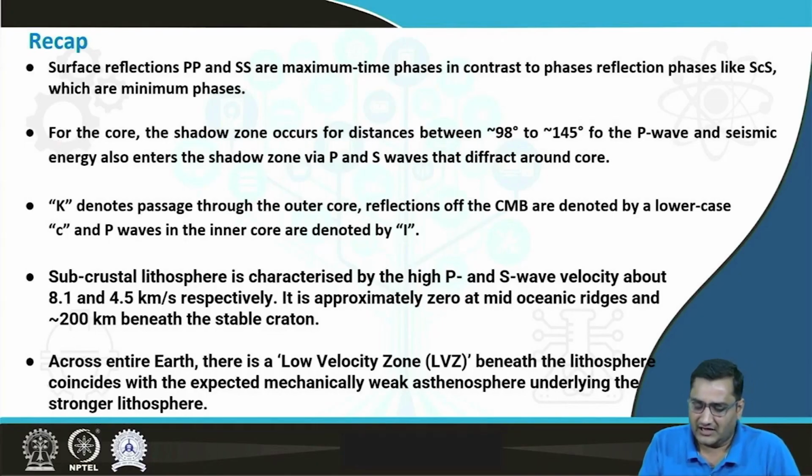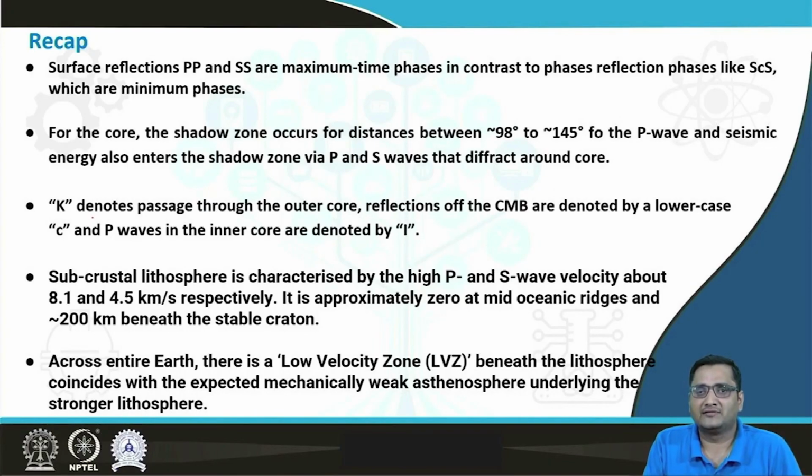For the core, the shadow zone occurs for distances between 98 degrees and 145 degrees, which means no direct P wave can be recorded within the epicentral distance of 98 to 145 degrees, and seismic energy also enters the shadow zone via P and S waves that diffract around the core. As I told you, direct waves cannot be recorded in the shadow zone, but the diffracted energy of S and P waves and also the multiples of P and S waves from the surface can be recorded in the shadow zone. The K denotes passage through the outer core, because the shear wave cannot travel through the liquid.